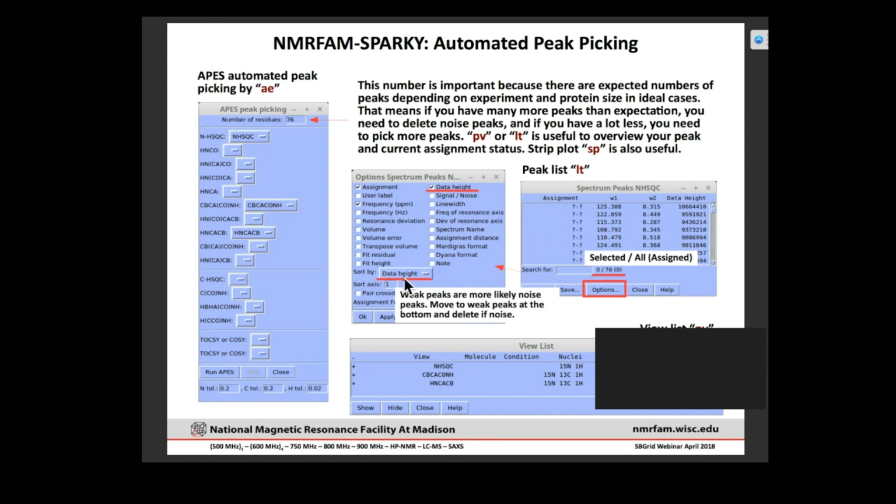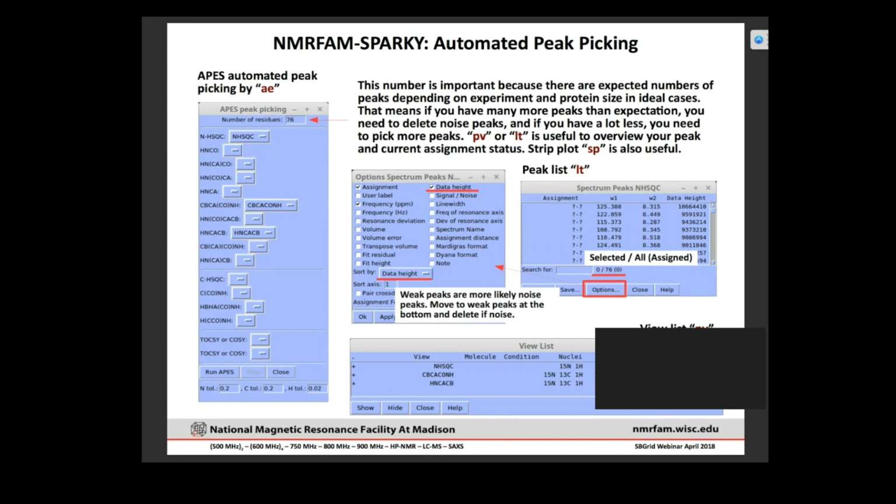So the new feature in the NMRFAM-Sparky is that you can sort the peaks by data height in the peak list. So you can change this option to data height, and then you go down below, then you will see the weakest peak from the bottom. So the weak peaks are likely the noise peaks. You validate, see it visually, and then if you think that is noise, then you can delete and delete and delete until you get the robust peak list in your project.